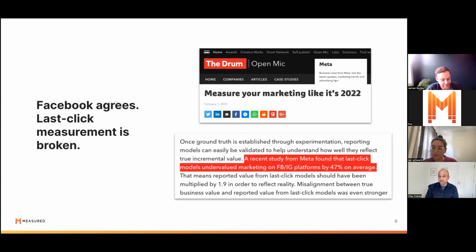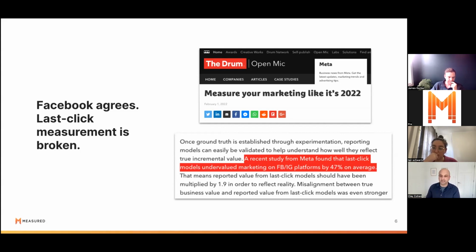And truth be told, we are not the only ones shouting this from the rooftops anymore. Facebook, actually, I'm not sure if other folks on the call have seen it, but a couple of weeks ago took out a full page article in the Drum, now as Meta, talking about the challenges of last click measurement. It actually highlighted, conveniently, a study that showed that last click models were undervaluing marketing performance on Facebook and Instagram by 47% on average. Now, it's a lot easier for them to come out and say their performance is better than they're able to report on.